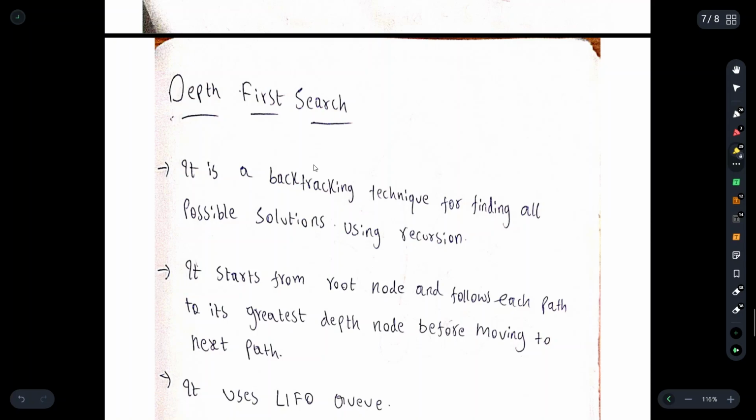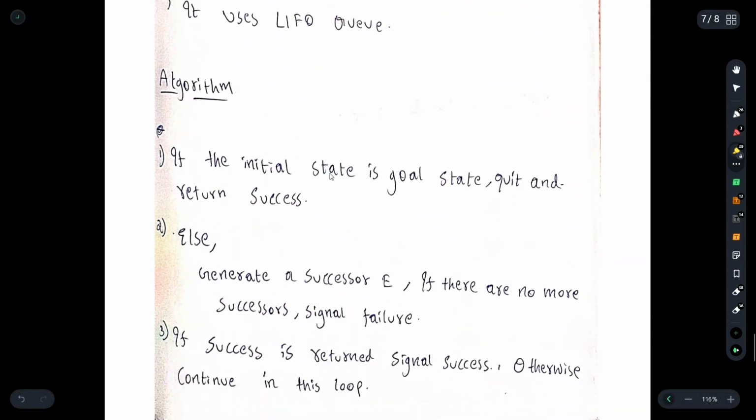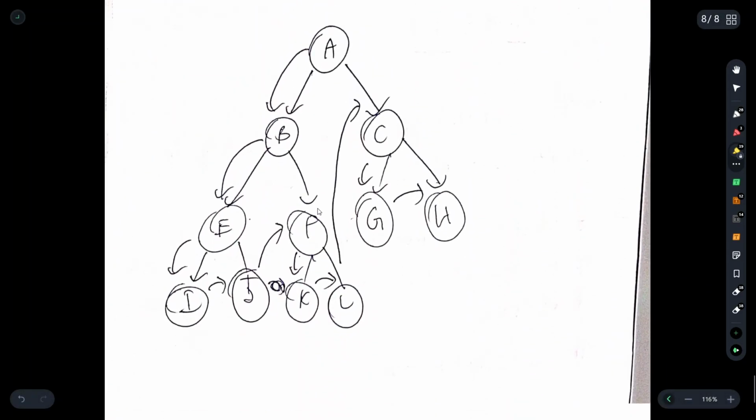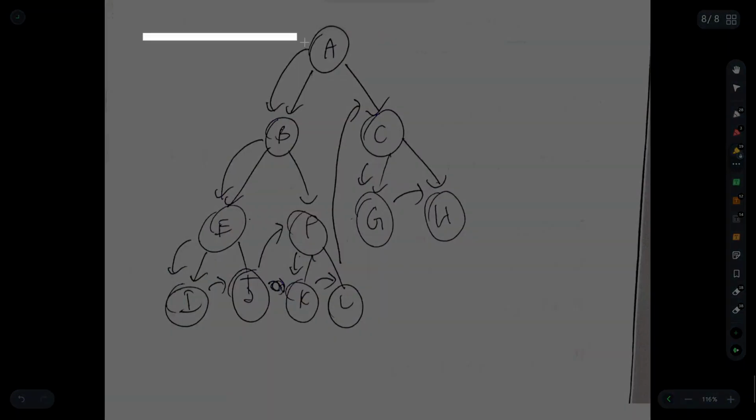So here we can see depth first search. Before getting into this algorithm, again we will try to solve this particular thing in Paint.